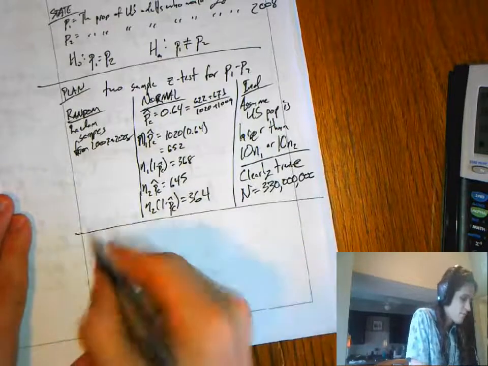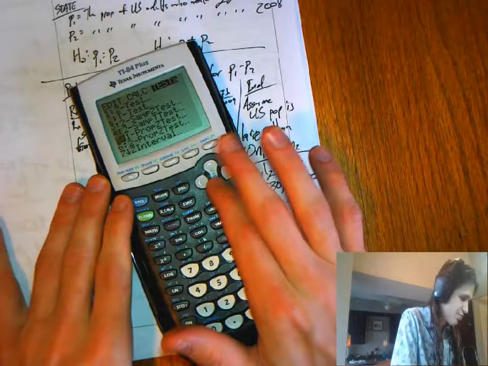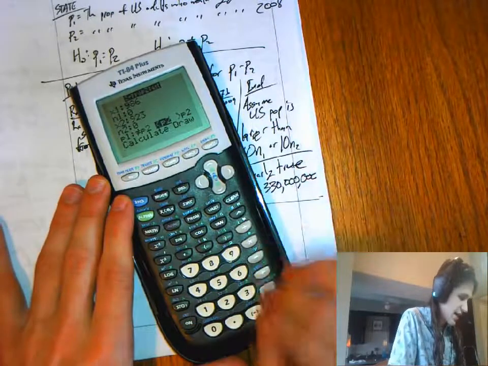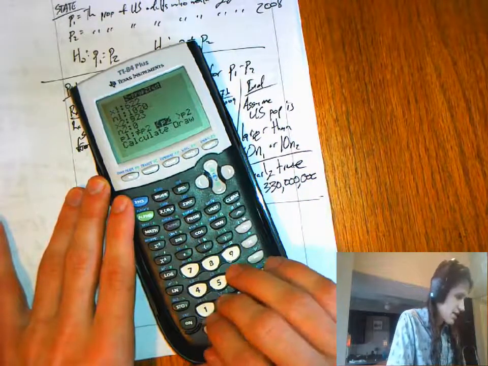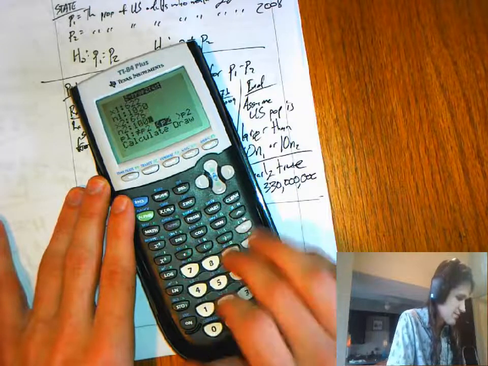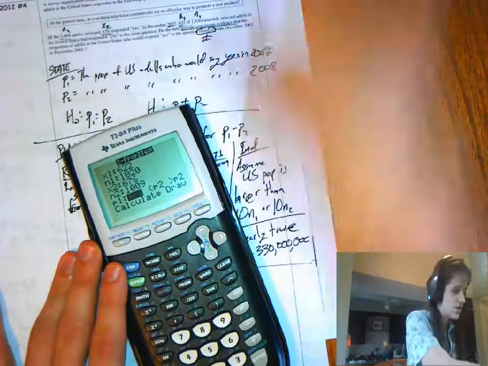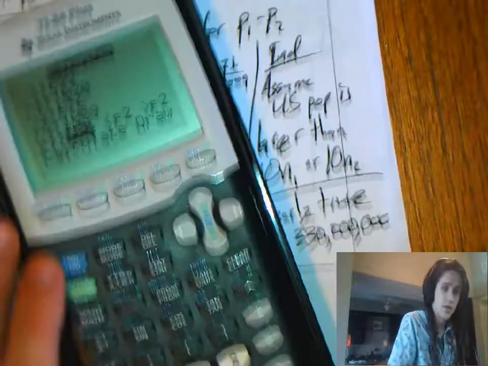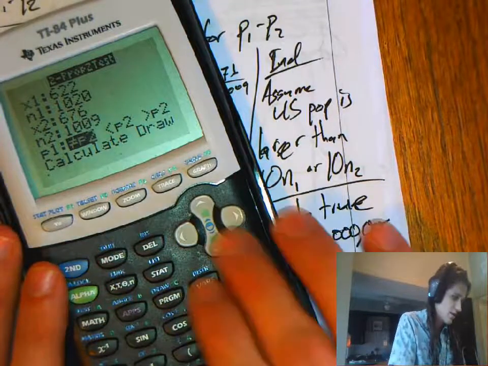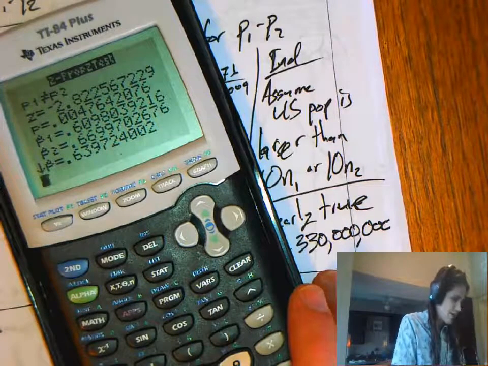State plan. Go ahead and do. You're going to go to tests, stat tests. We're going to do a 2-prop Z test. We had 622 out of 1020 say yes the first time. Then we had 676 out of 1009 say yes the second time. We just are asked if it changed. What does changed mean? Changed means not equal to. So we're going to choose the not equal to alternative. I'm going to hit equal, enter, and record those values. I'm just going to record Z and P. That's all I actually need.